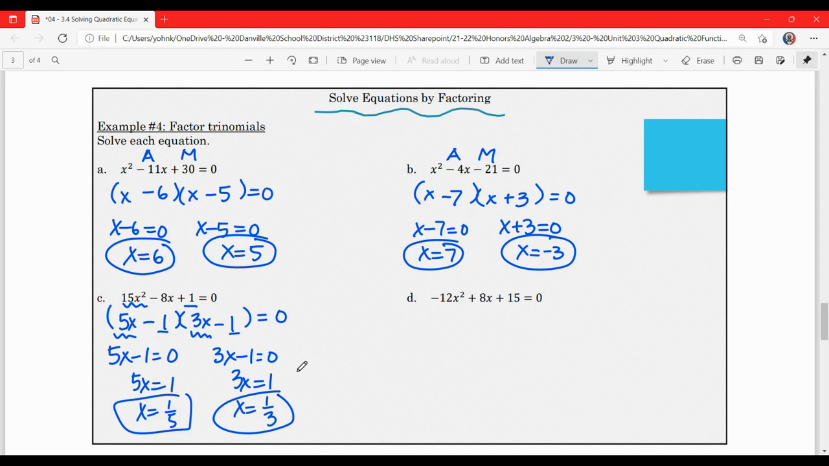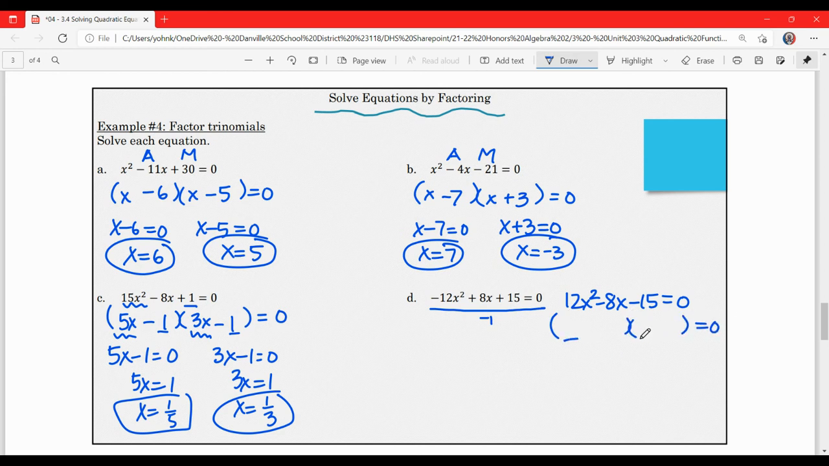All right, if we look at letter D, the first thing that pops out at me is the fact that there's a negative in front. That makes factoring fairly difficult, so I'm going to divide everything by negative 1. And that's going to give me 12x squared minus 8x minus 15 equals 0. That's totally allowed because you do it to everything, including the right side of the equation. So then you look for a GCF, don't see one. Count the number of terms, there are 3. So I'm going to try to factor.